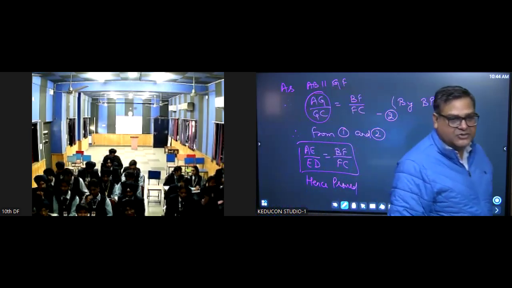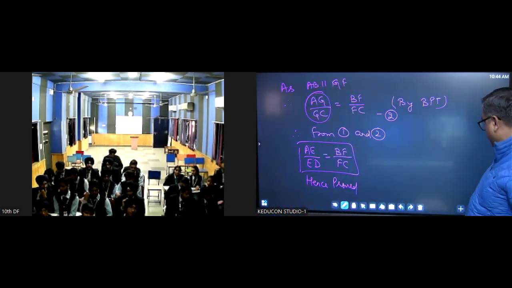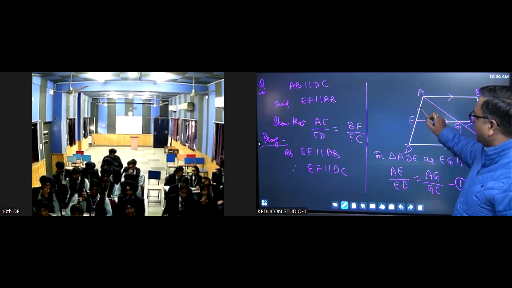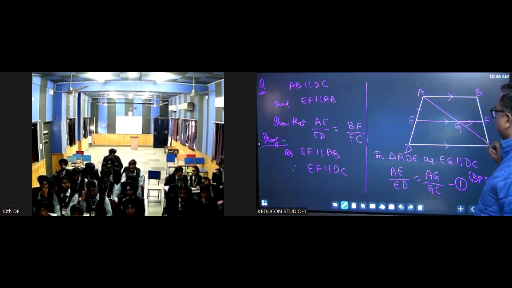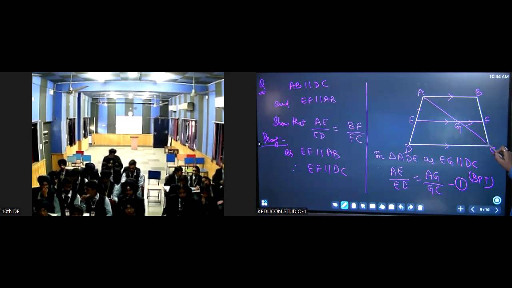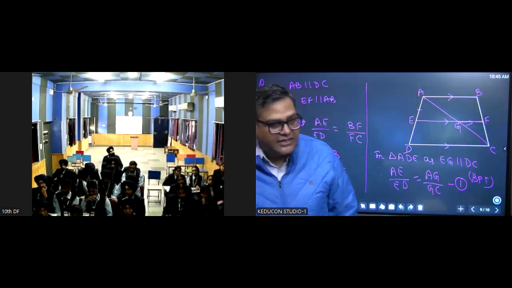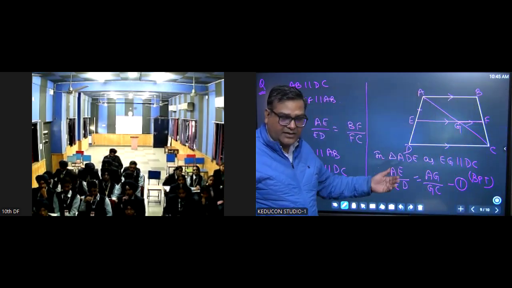Any doubt in this, बच्चों? Next one. AE upon ED equal to AG upon GC. AG upon GC is equal to BF upon FC. So therefore, AE upon ED will be equal to BF upon FC. Understood, बच्चों? Yes. Right? Any doubt?